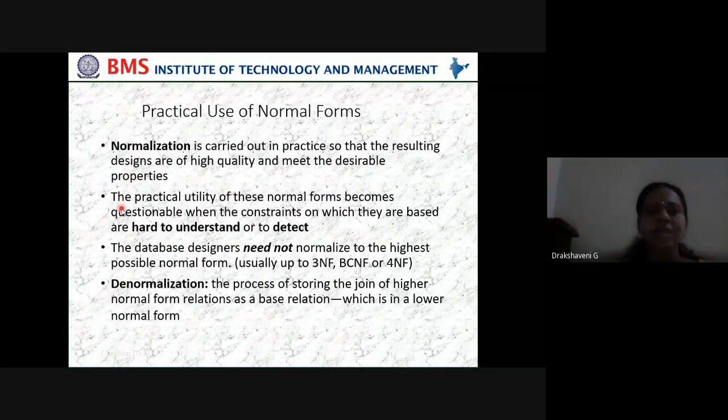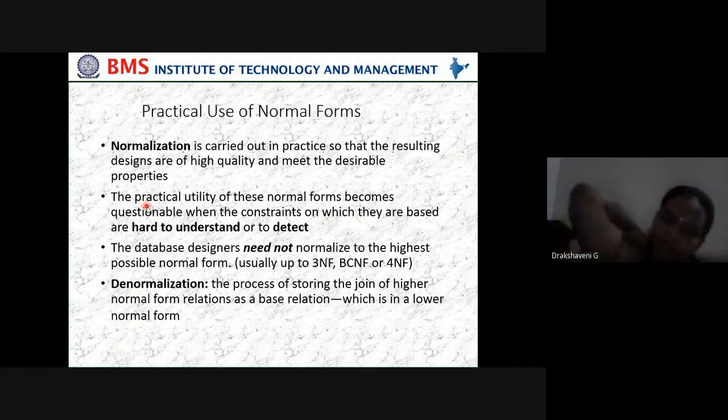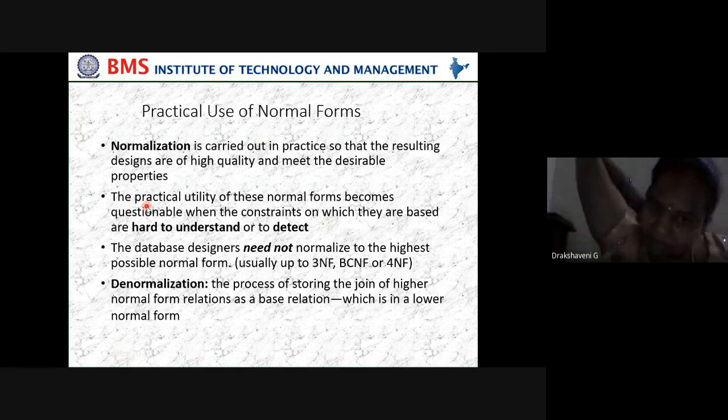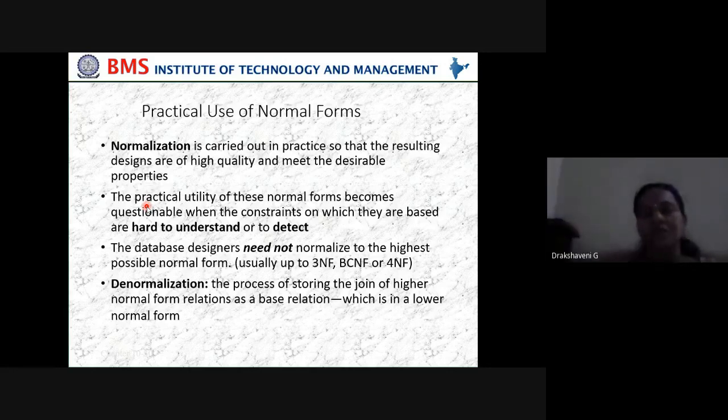So in the same way, the practical utility of these normal forms becomes questionable when the constraints on which they are based are hard to understand or to detect. So that's what here, the practical utility of these normal forms becomes questionable, when the constraints on which they are based are hard to understand or to detect.